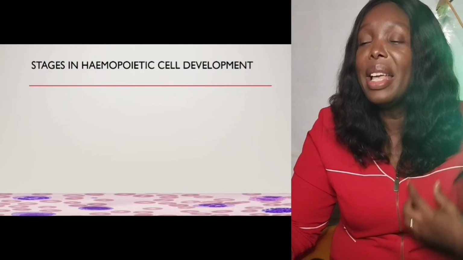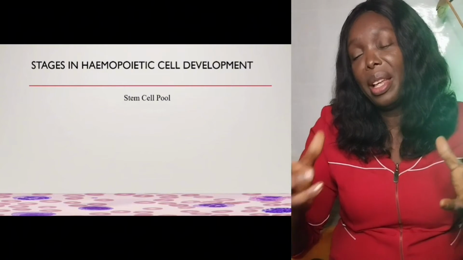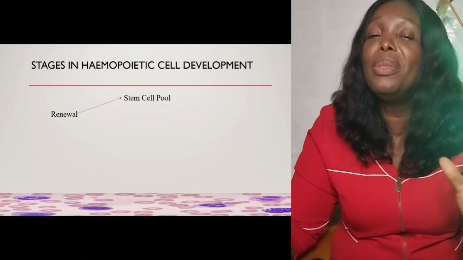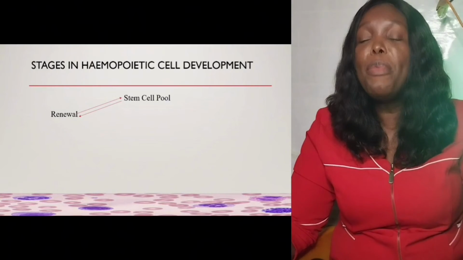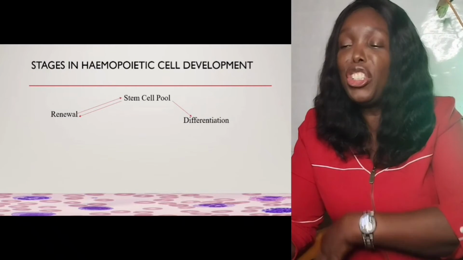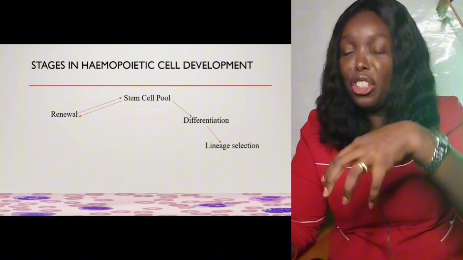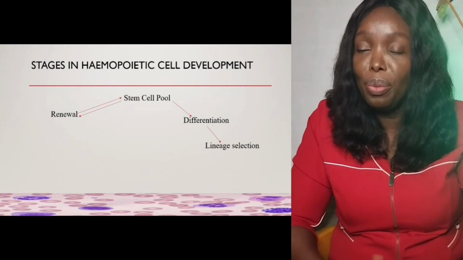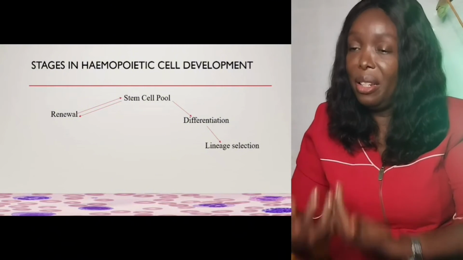Let us look at stages in hemopoietic cell development. We have the stem cell pool, the hemopoietic stem cell. This stem cell has the unique ability of self-renewal. They have the ability to renew themselves. Not only that, they also have the ability to differentiate into lineage committed cells. Remember, the stem cell pool can self-renew and at the same time differentiate.